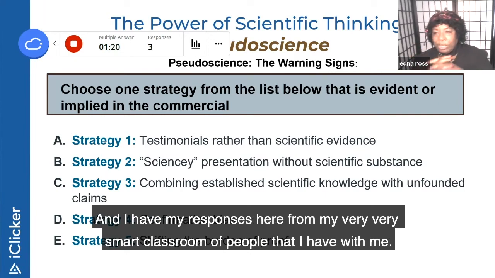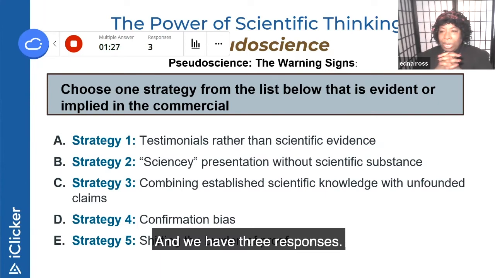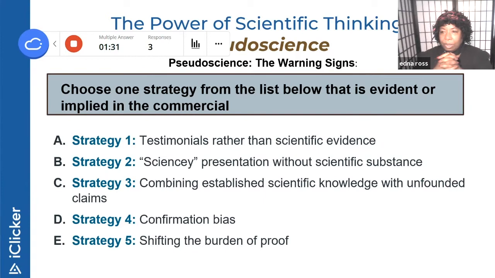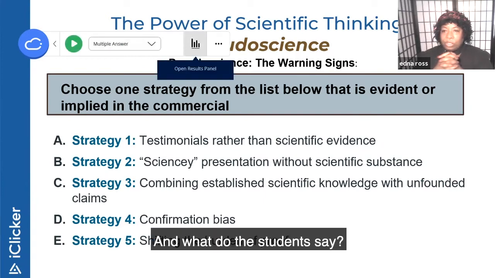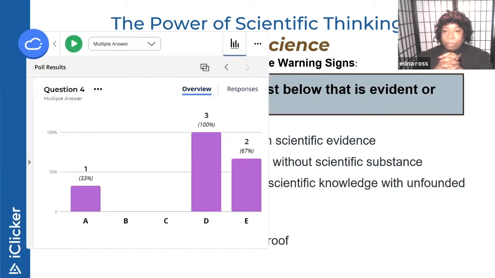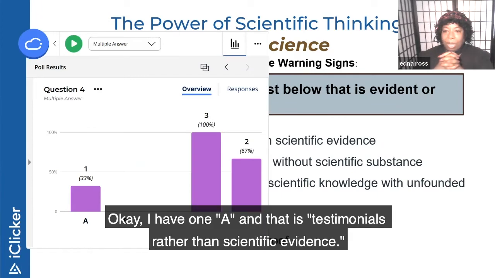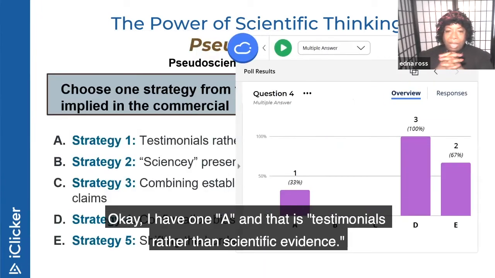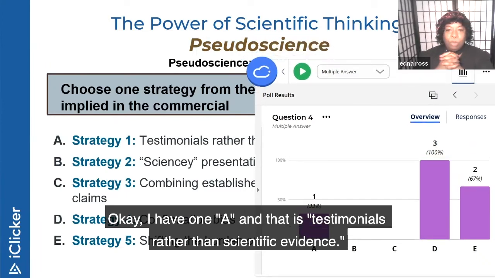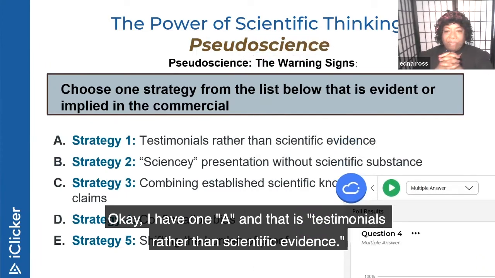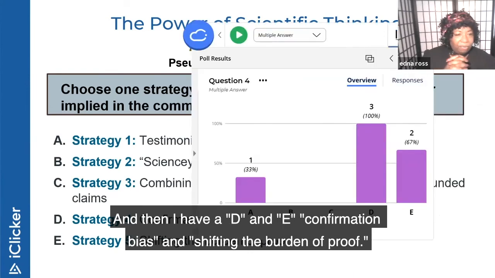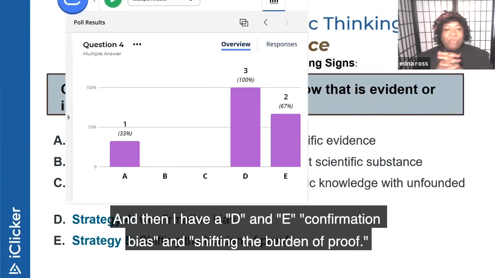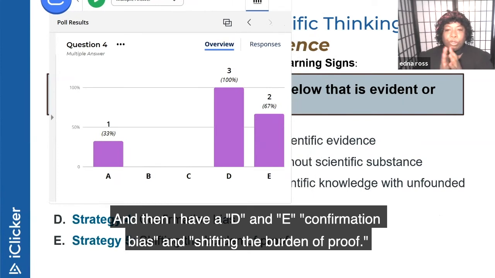And I have my responses here from my very, very smart classroom of people that I have with me. And we have 3 responses. So let's just stop with the 3. And what do the students say? Okay, I have 1A, and that is testimonials rather than scientific evidence. And then I have a D and E, confirmation bias and shifting the burden of proof.